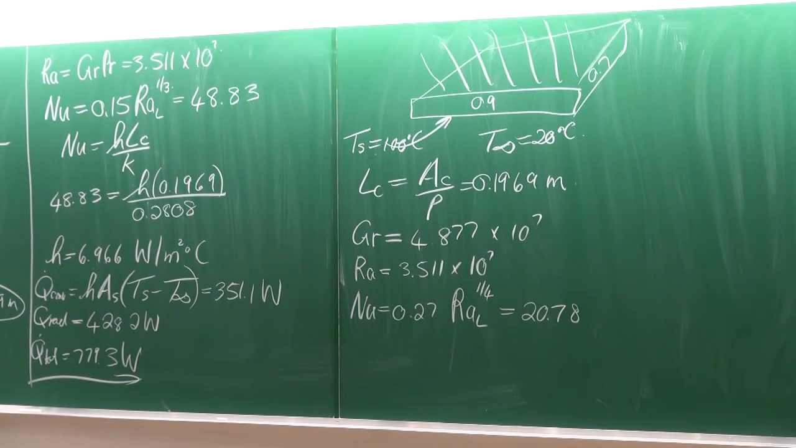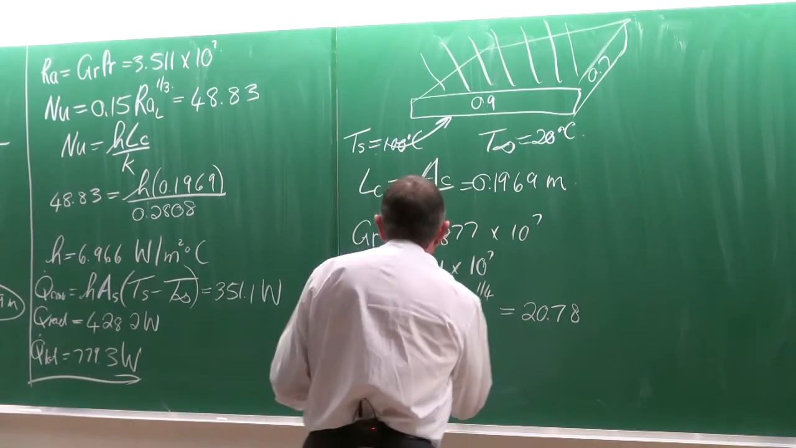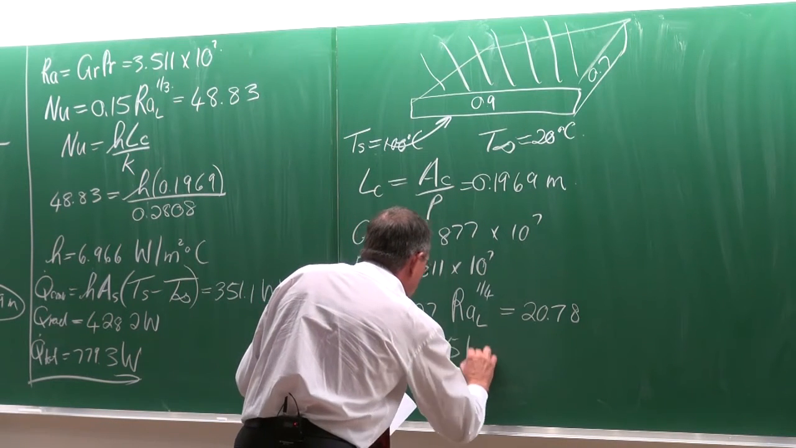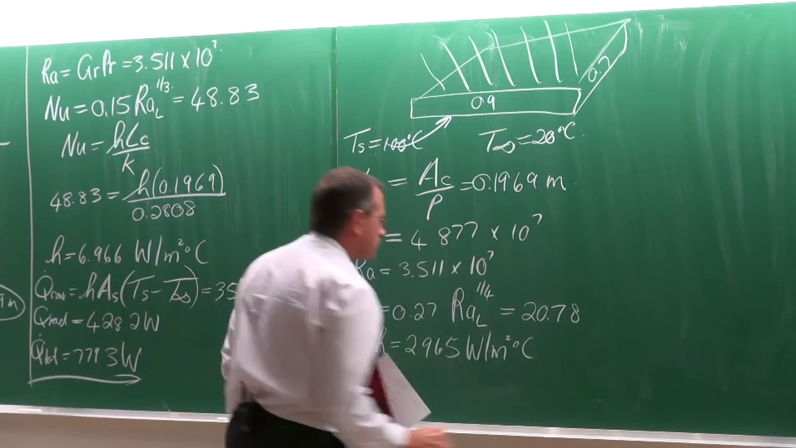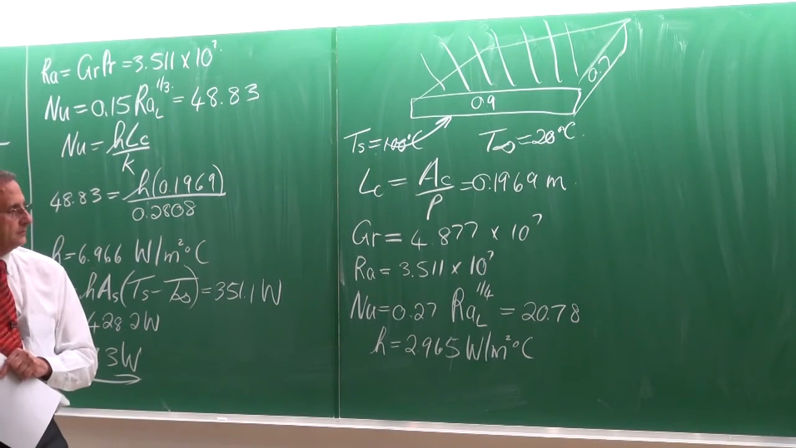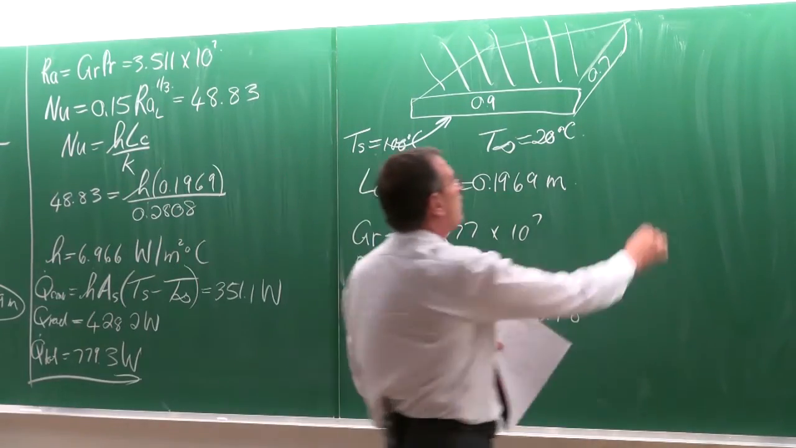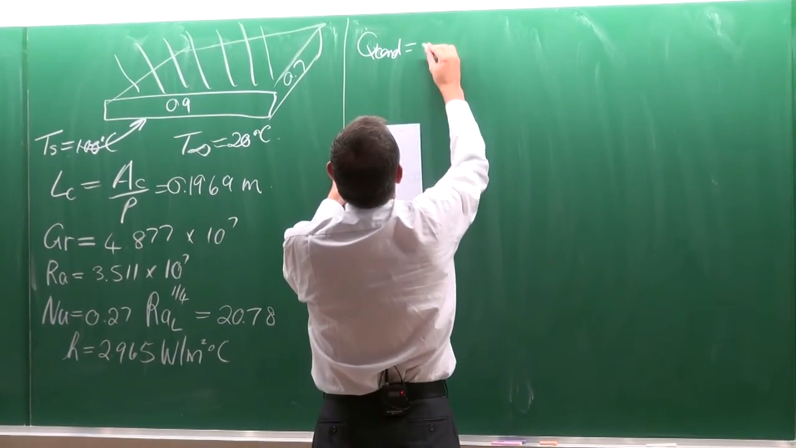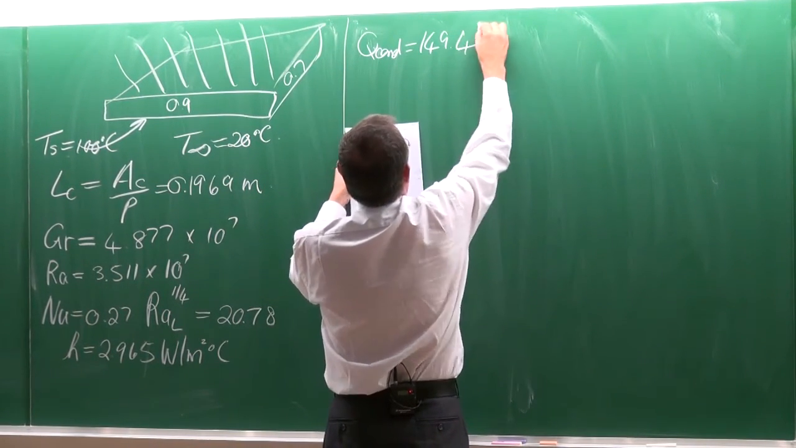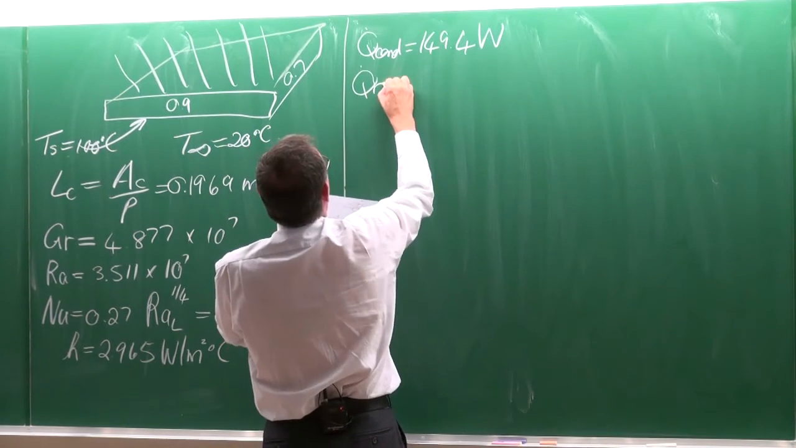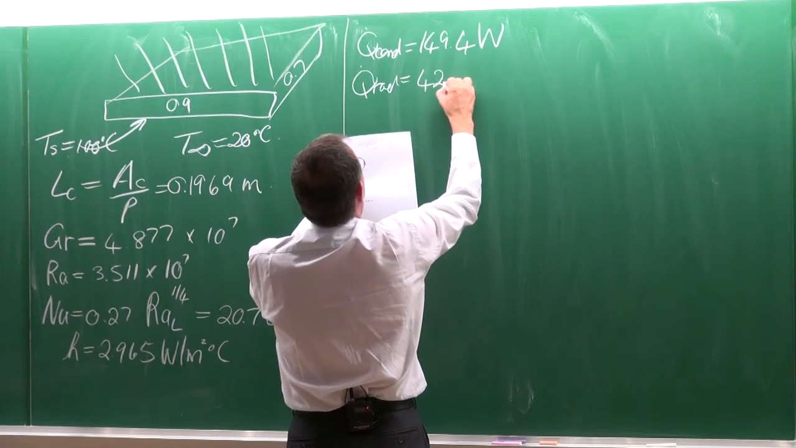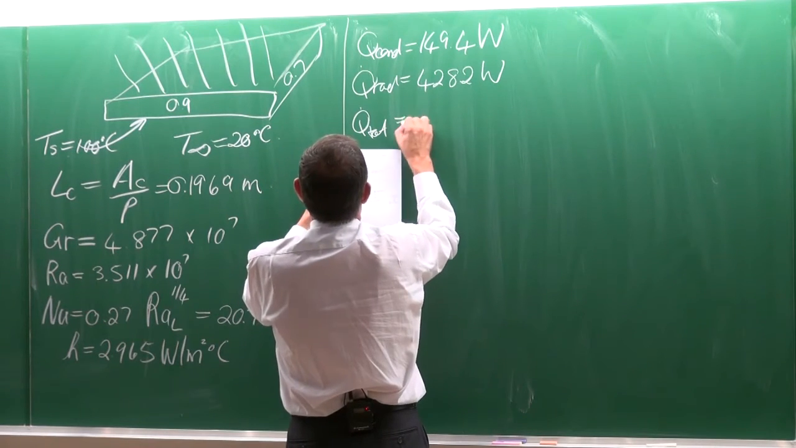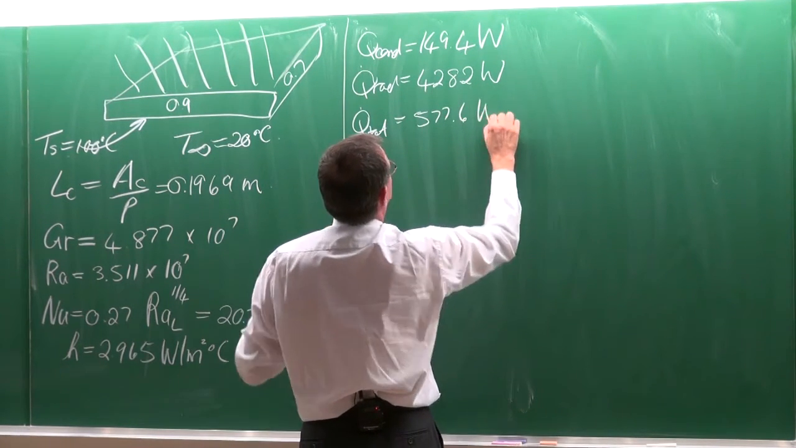The calculations are exactly the same. The characteristic length is exactly the same. It gives us a heat transfer coefficient of 2.965, approximately 3 watts per square meter degree Celsius. And you can now go and calculate the convection heat transfer as 149.4 watts, and the radiation heat transfer stays the same, 428.2 watts, and that would give us a total heat transfer rate of 577.6 watts.